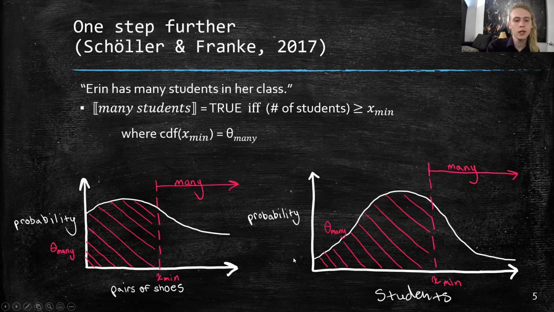So although the x min is greater in the case of students than it is for pairs of shoes, the area underneath the curve, the theta that we're looking at, is going to remain stable. So it's a little bit higher here, it's a little bit longer here, but we have the same area and different x mins.